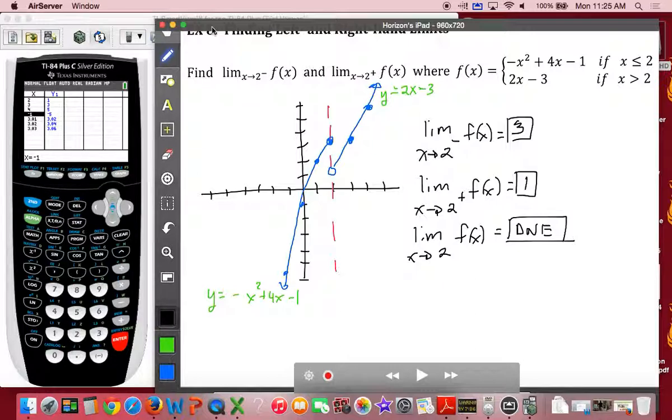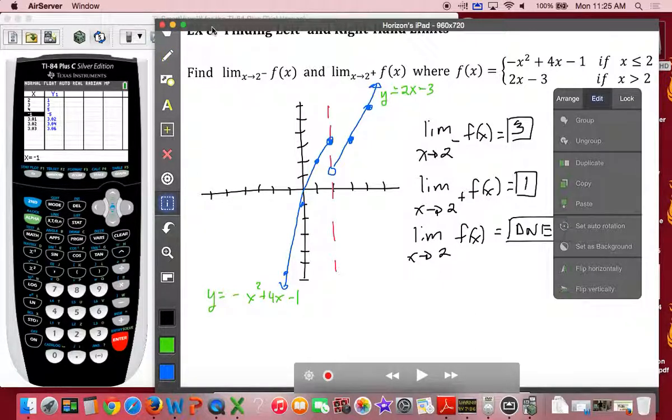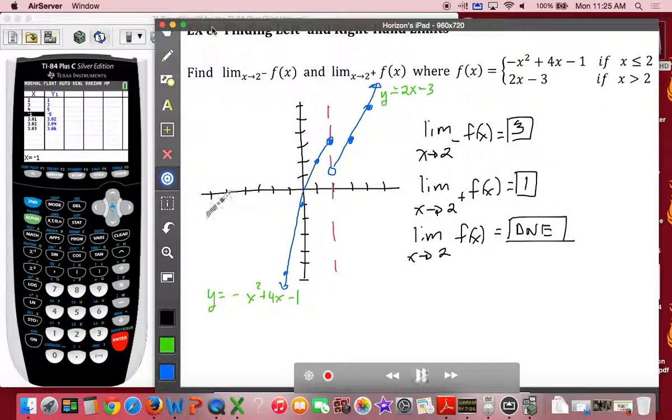Yes? Can you explain how you got 3 and 1? So you want to be looking at the graph as you approach from the left and the right. So this is coming from the left. Notice the x value is getting bigger and bigger and bigger. So I'm approaching 2 from the left. And look at what's happening to the y value. It's getting bigger and bigger and bigger until it actually is 3 at 2. Okay, so that's where the 3 comes from.